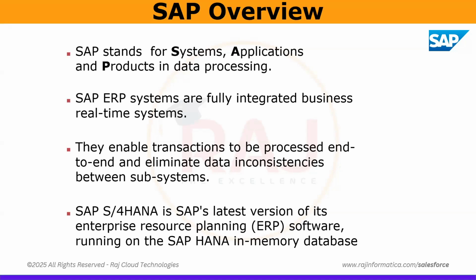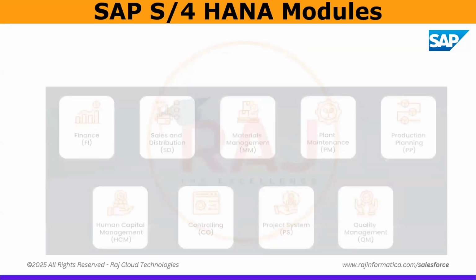In the earlier version, SAP used to have Oracle as the database, and the front end was SAP, which was the ECC version. Now, when we talk about the current latest version, HANA, the database is also SAP, and the front end is also SAP. So this is SAP S4 HANA.